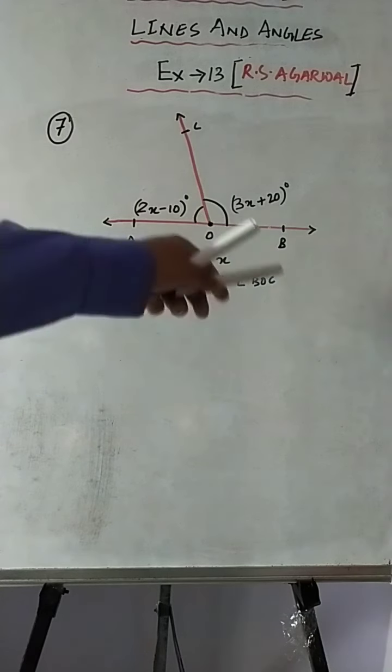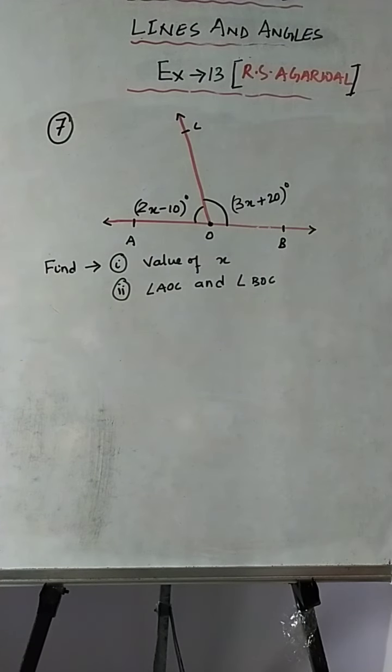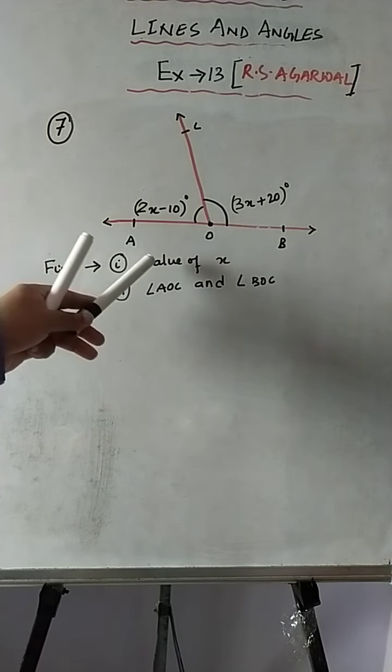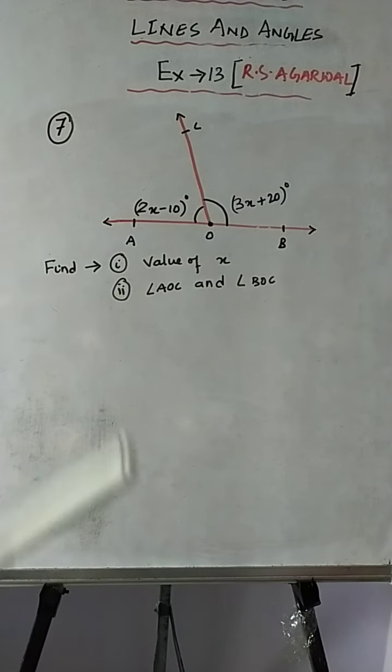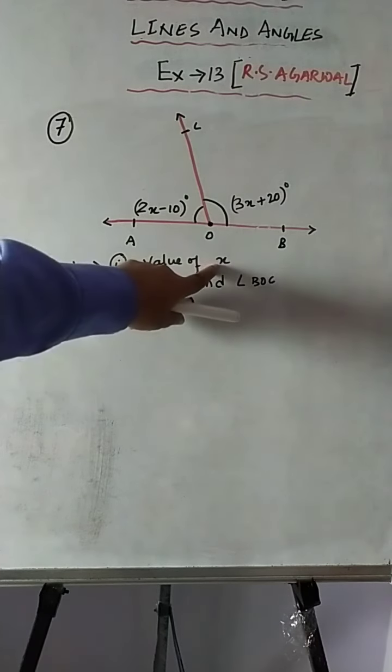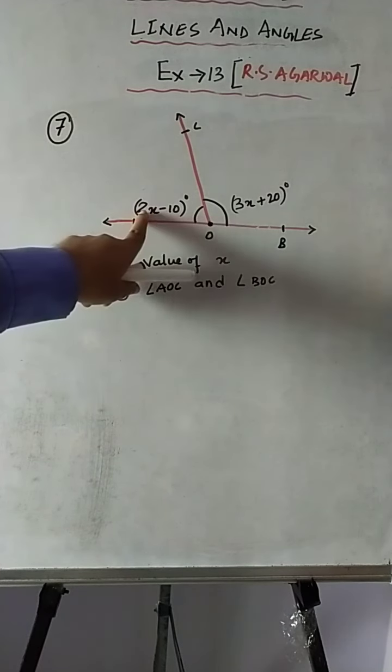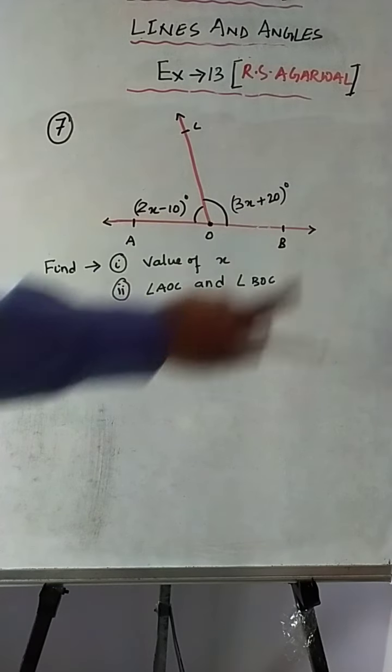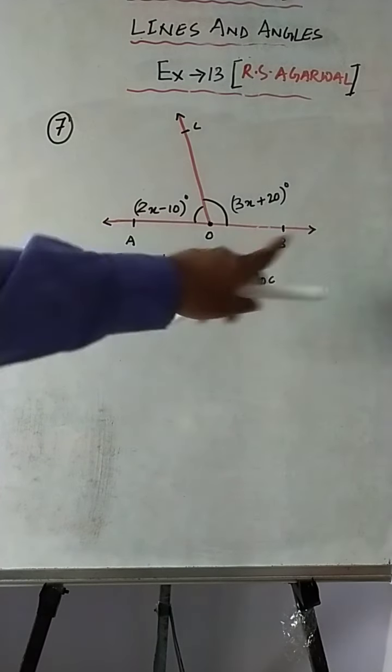This is the figure given in question number 7, and what you have to find out is, first of all, the value of x. Once you are done with the value of x, you have to put it over here, in 2x minus 10 and 3x plus 20, to get the value of AOC and BOC.